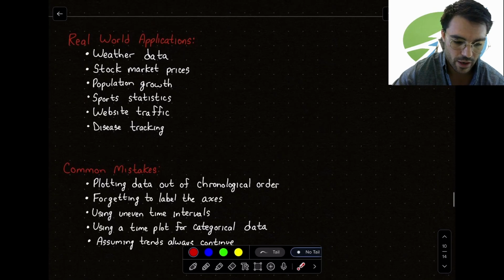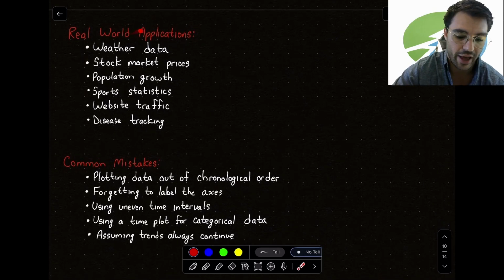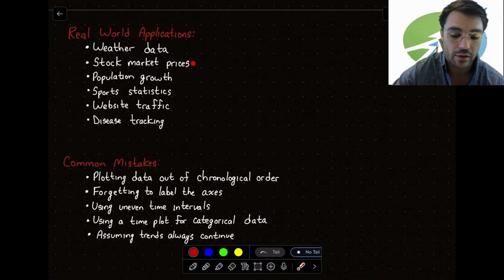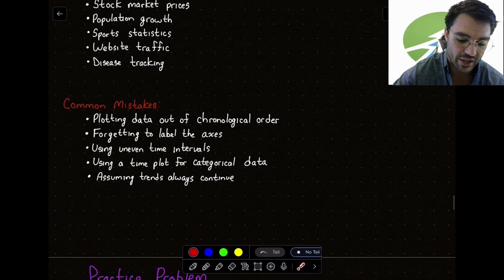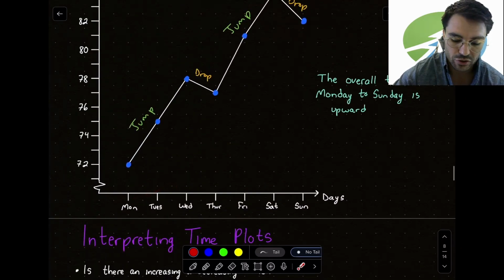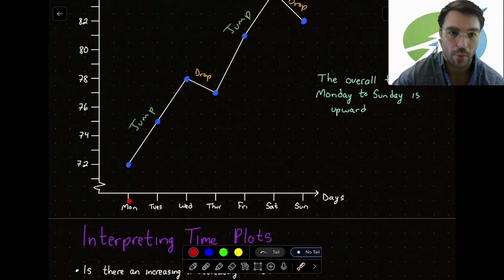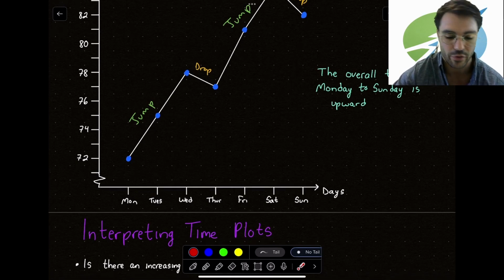Cool. So here we have some real world applications. Weather data, like I mentioned before, stock prices, population growth, sports statistics, website traffic, and disease tracking. And common mistakes we see: plotting data out of chronological order. So we started on Monday instead of Sunday, but you can't go Monday, Wednesday, Sunday, Tuesday, Thursday. No, it has to be in order of whatever you're looking at. Time, which is always forward.